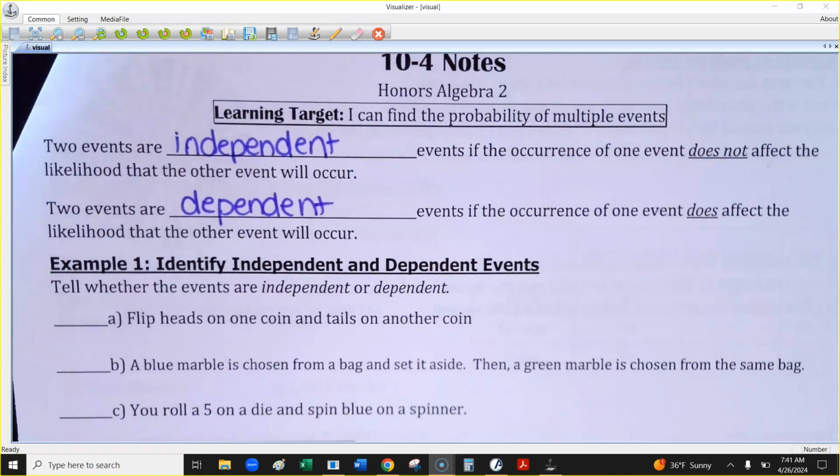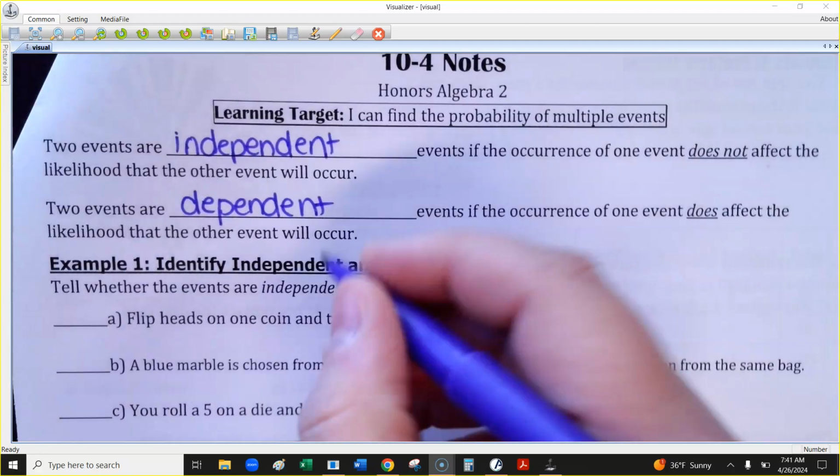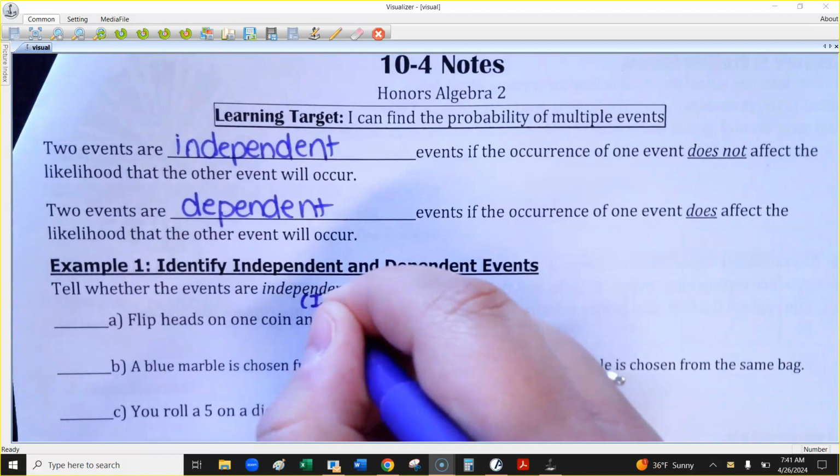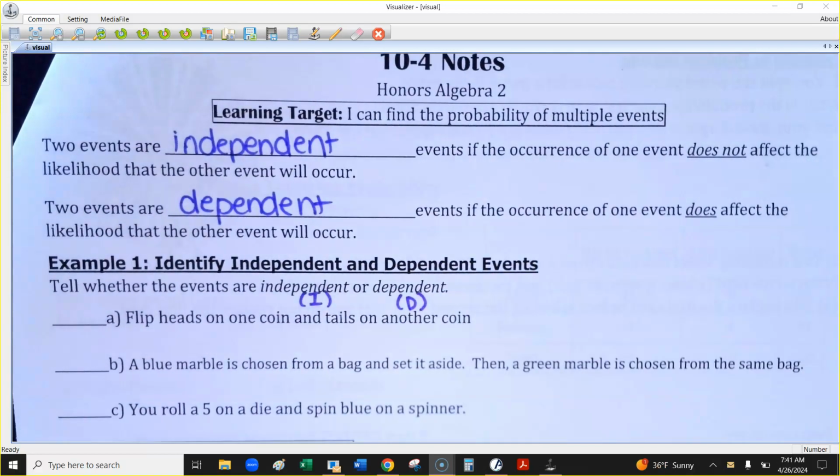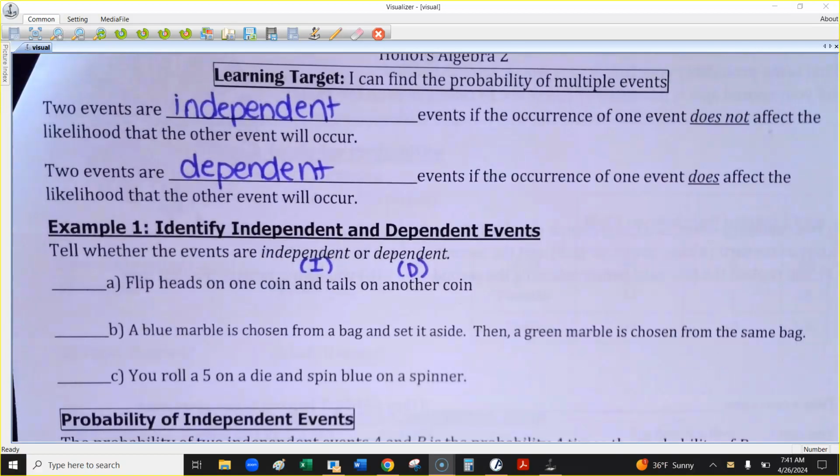if one of them happening does somehow affect the other one happening, or affects the probability or the likelihood the other one will happen. So we're going to read through a couple examples here, and we're just going to say whether they're independent or dependent, and I'm just going to put an I for independent or a D for dependent, so I don't have to write the whole word out. Okay, so just think about, does one affect the other? If they don't, then it's independent. If one would affect the other, then it's dependent.